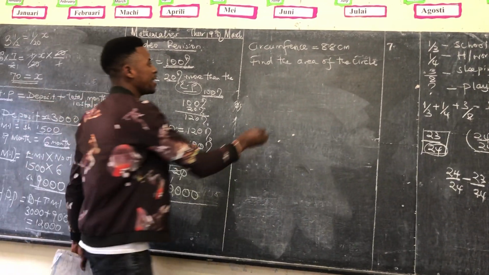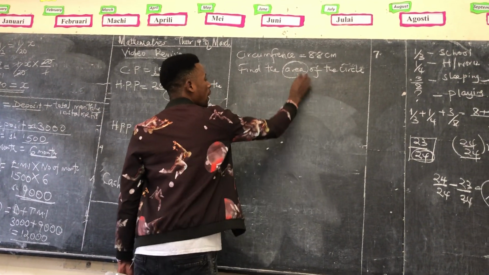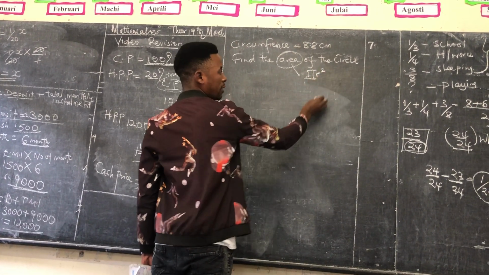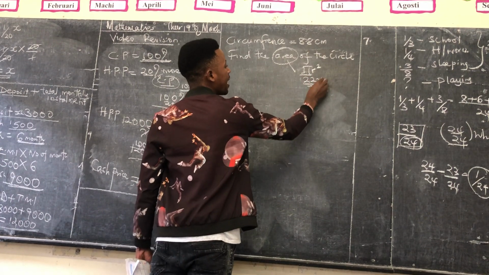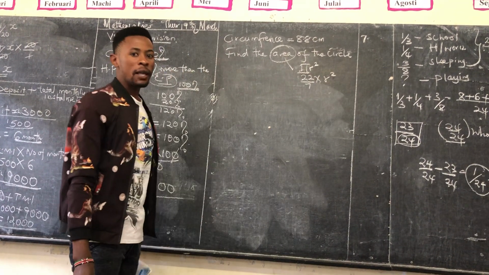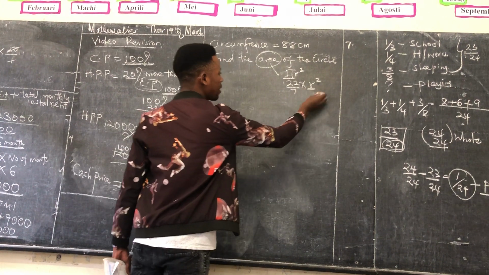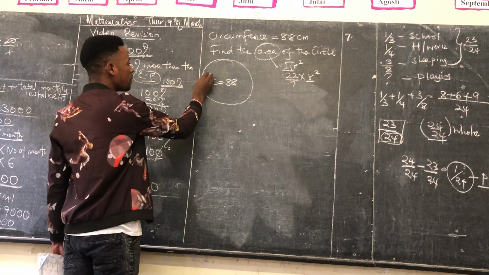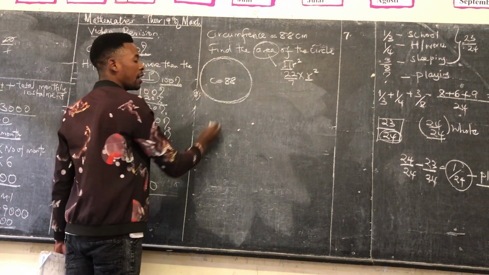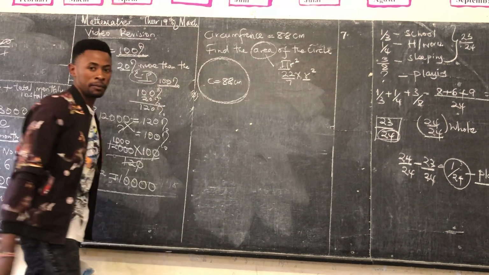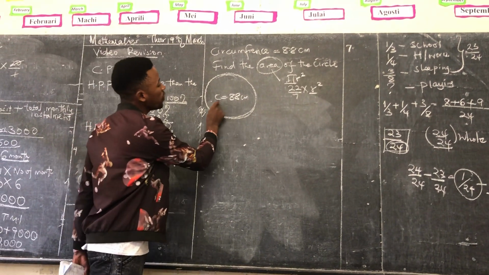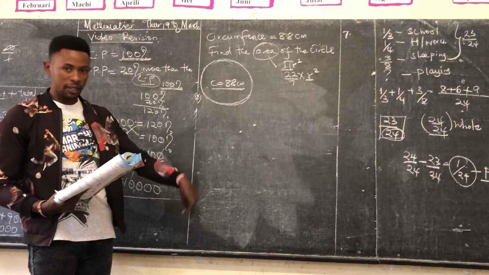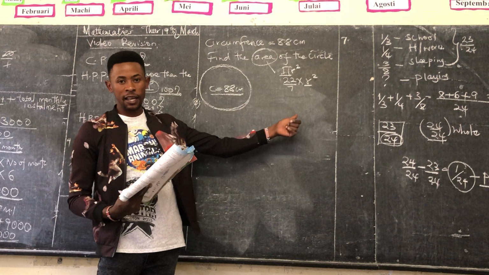Now, to find the area of the circle, area of the circle is equal to pi r squared. That is 22 over 7 times radius squared. So that means that we must get the radius of this circle, which has a circumference of 88. Circumference means the distance around this figure is 88 centimeters. So we must use our circumference here to get the radius, and then use that radius to find the area of that circle.